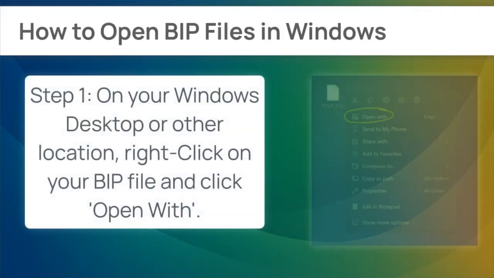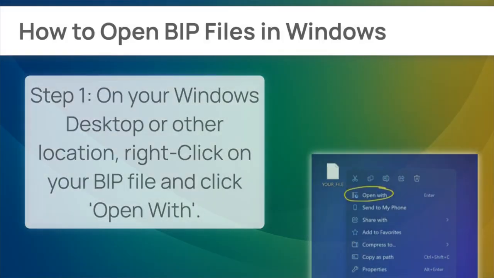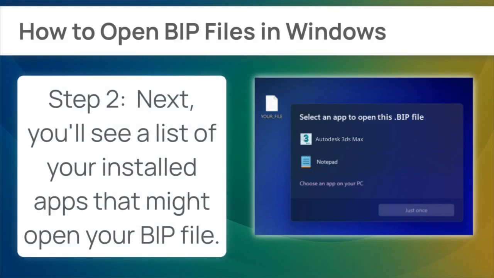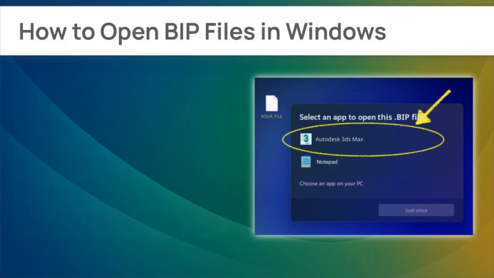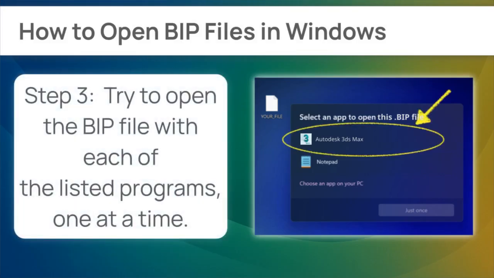Let's check the software compatibility matrix. Right-click your BIP file, then click Open with Test Autodesk 3ds Max if you see it. If it fails, select the next program. This systematic testing is key.